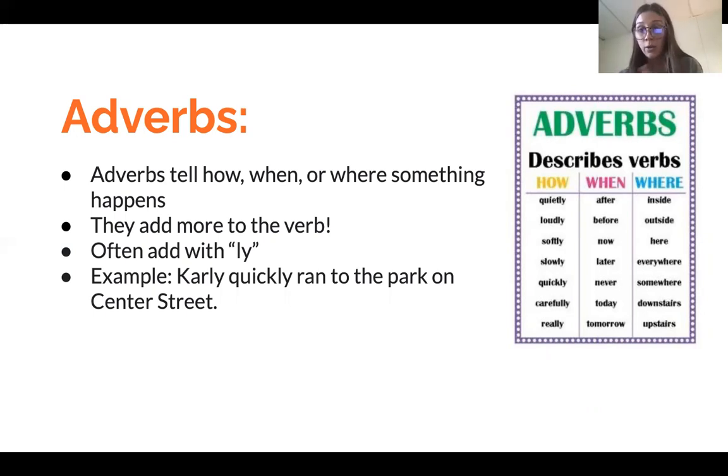adverbs that describe when and where the verb happens. So she jumped in after, she jumped in before, now, later. Okay, so you get the point. Adverbs describe verbs: how, when, and where. An example of this is Carly quickly ran to the park on Center Street, because it is describing the verb. And it's easy to remember because a lot of them end with ly. So keep that in mind.